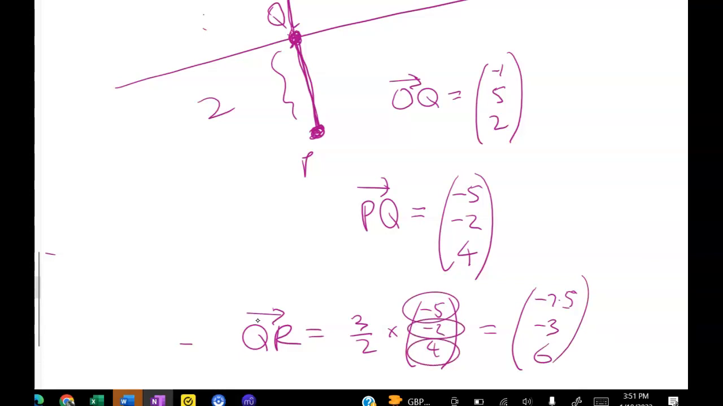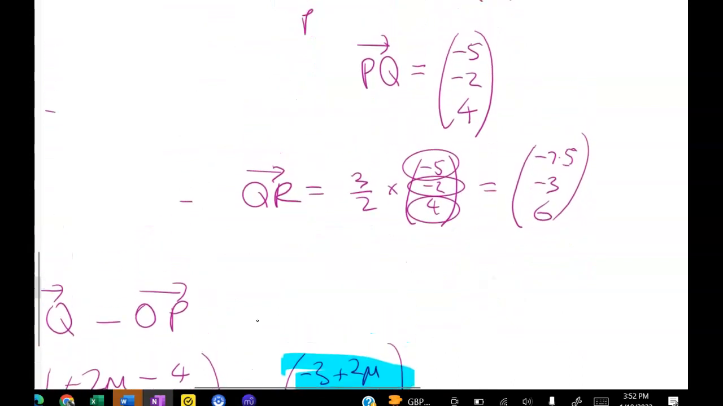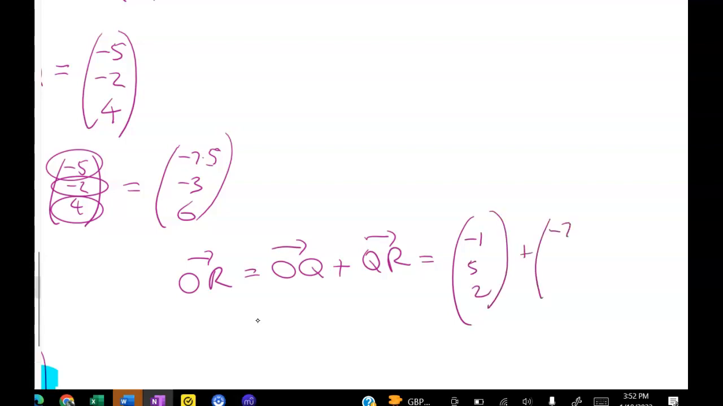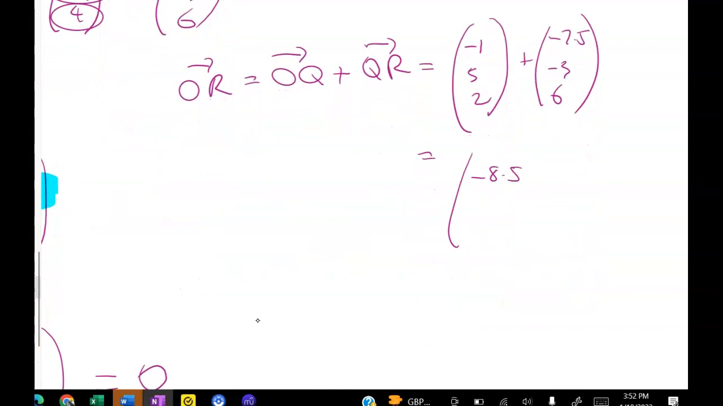What we've got to do now to get the position vector for R is we go to Q and then we just add on that distance there, right? So the position vector finally, O to R, is going to be from O to Q, which we've got, plus from Q to R. And what have we got for OQ? We've got (-1, 5, 2) plus (-7.5, -3, 6). That gives -8.5, 5 minus 3 is 2, and 2 plus 6 is 8.